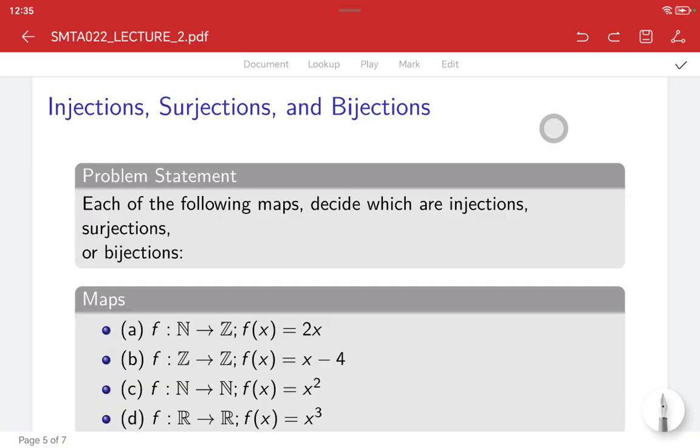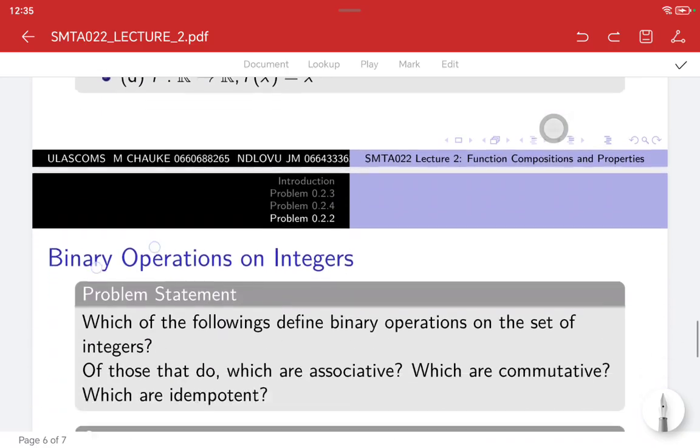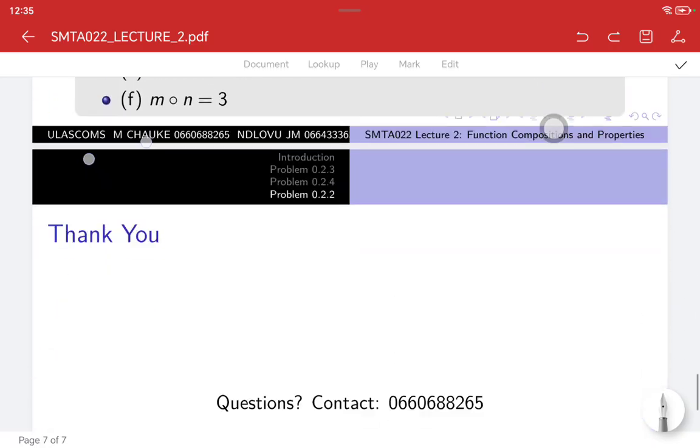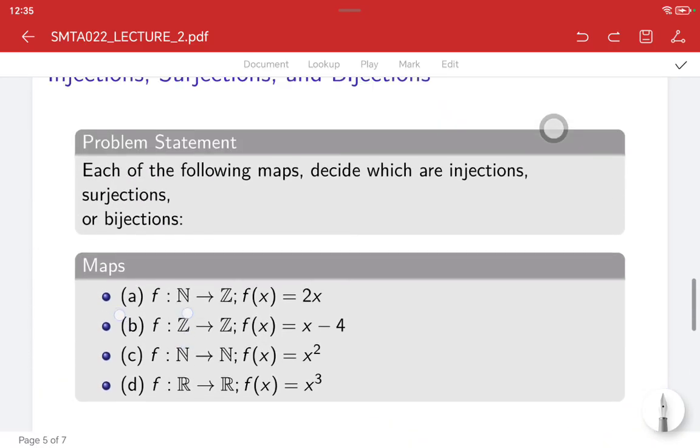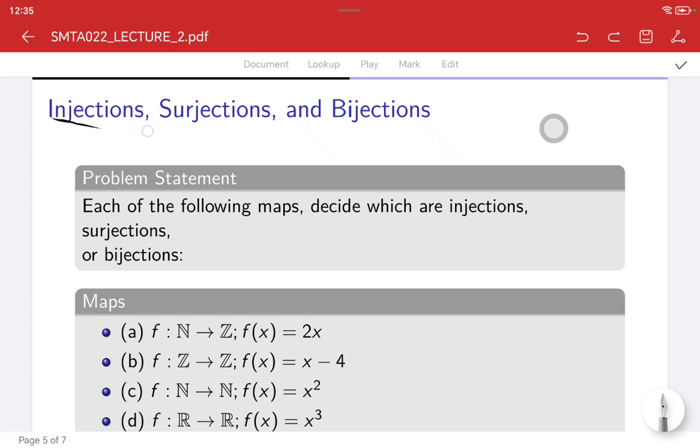This one, is it one-to-one or onto? I didn't put the definitions there. Is that one-to-one or onto? It's one-to-one. Previously we said that it's one-to-one, injection. It's one-to-one, right? So yes.